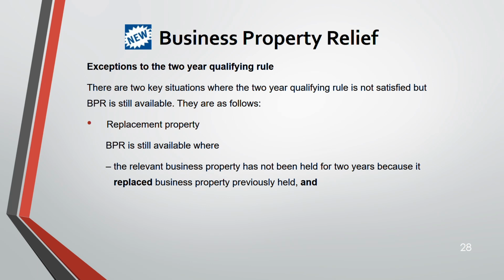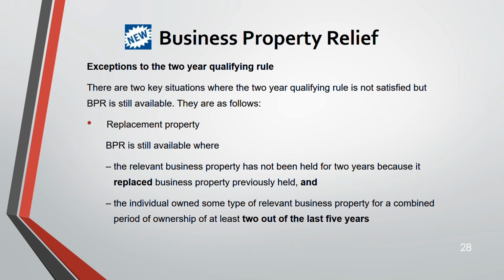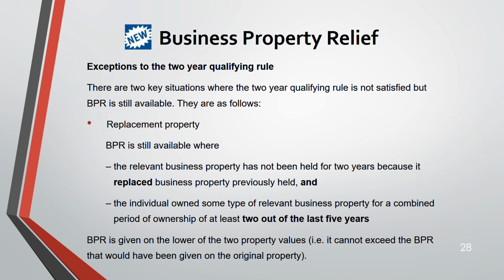So where it is replaced and the individual owned some type of relevant business property for a combined period of ownership of at least 2 out of the last 5 years, BPR is available. BPR will be given on the lower of the two property values. Remember, it cannot exceed the BPR that would have been given on the original property.